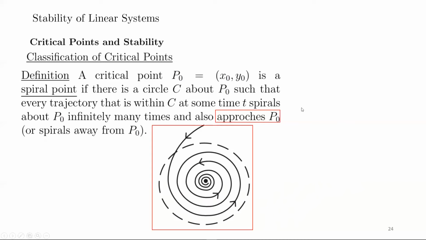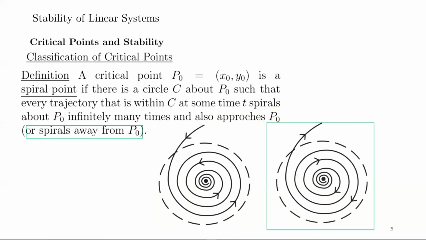But the other kind of spiral point is one that spirals away from P naught. If I start near P naught, maybe P naught is repelling me, so it could be some kind of magnetic repulsion or something. I'm spiraling around P naught, but I'm getting further and further away from P naught at every stage. So a spiral point can either be sucked into the critical point or pushed away from the critical point. But as the name suggests, you're always spiraling around the critical point.